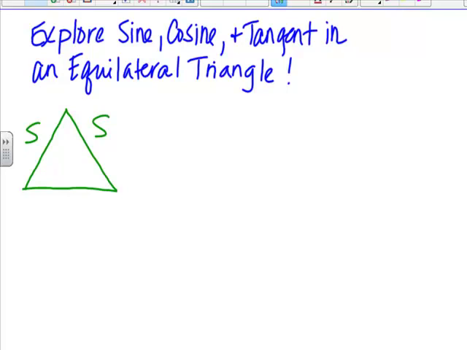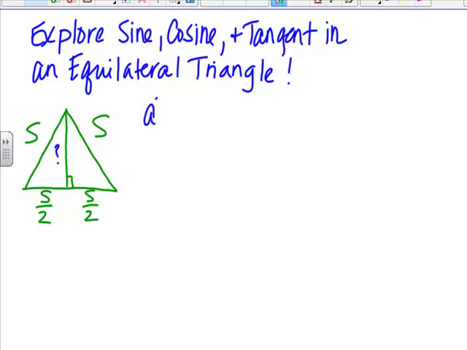So all the sides would be equal. I'm just going to call the sides S, but I'm going to drop this altitude down here. And hopefully from geometry you remember that that altitude bisects this side. So I now have S over 2 and S over 2 on the bottom. So what I'm curious to know is some relationship that tells me what this height is. How long is that altitude?